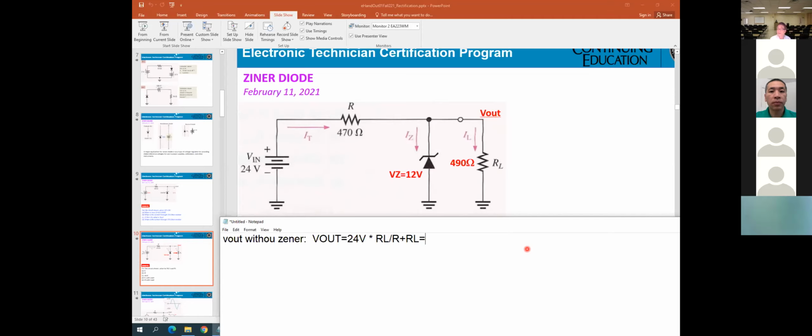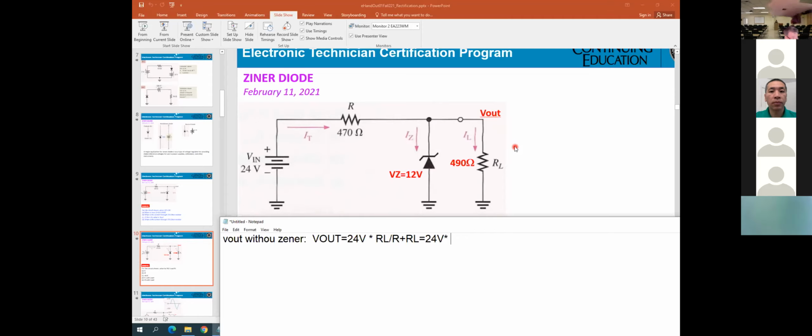If you don't want to use the voltage divider, first thing you get the total resistance by adding the resistors here. You take the 24 volts, divide by total resistance, you get a current. And after you get the current, you multiply by RL. That's what gives you the voltage, that's V out. So basically you get 24 volts.